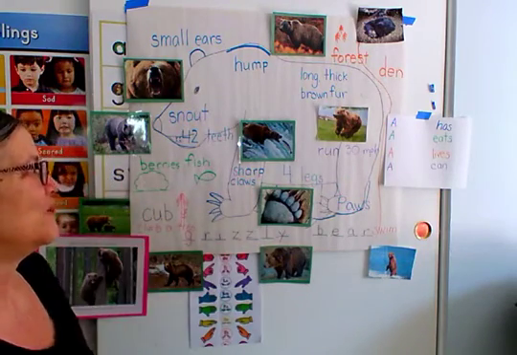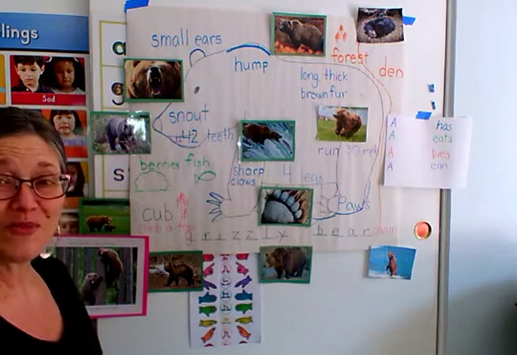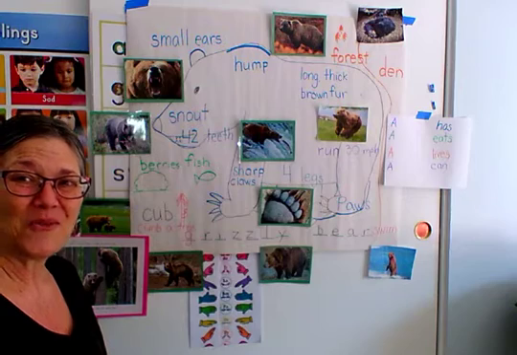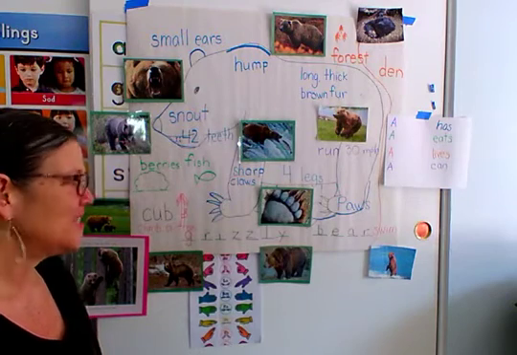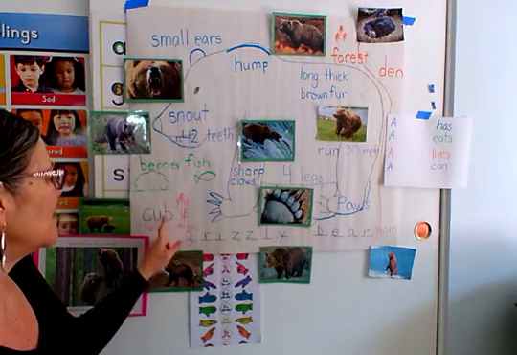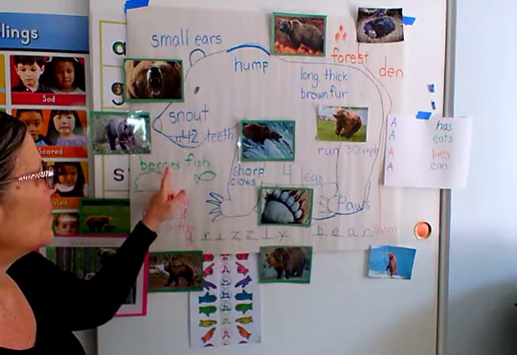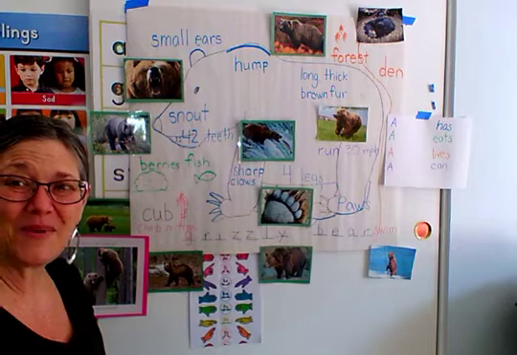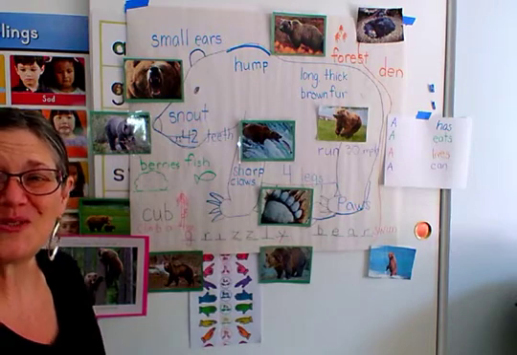There's so many things we could talk about, but I think that our poster is pretty full for now. If you want, get out your whiteboard and you can write some of this too. Maybe you want to write tree or cub or berries or fish, or maybe you want to try a sentence, a grizzly bear can. You choose.